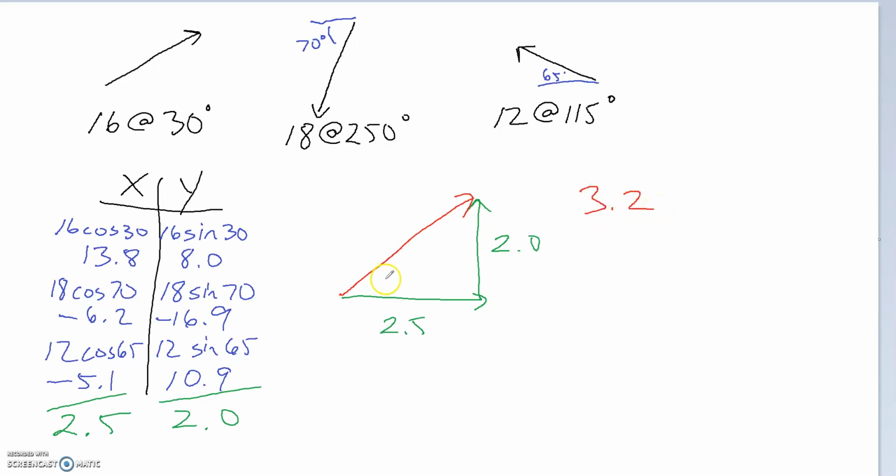I'll then use my trig to find my angle. I would use tan theta to solve for that. So tan theta of 2 divided by 2.5 and inverse it to get an angle of 39 degrees. So my answer would be 3.2 at 39 degrees, and that would be the sum of the three vectors put together.